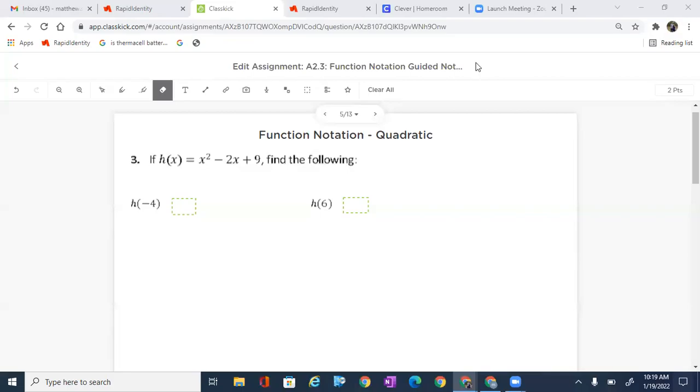All right, we're going to be using function notation on a quadratic today. We're going to start with this h of x equation, and it says h of x equals x squared minus 2x plus 9. And it says find the following, h of -4 and h of 6.